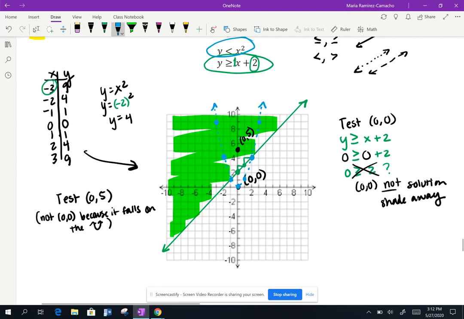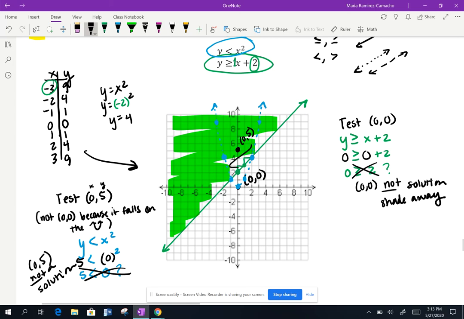So take your original inequality, plug in 0 for x and 5 for y. So 5 here and 0 here. Let's see, 5 is less than 0 squared is 0. Is 5 less than 0? It's not. So 0, 5 is not a solution. So that means we're going to shade away from 0, 5.